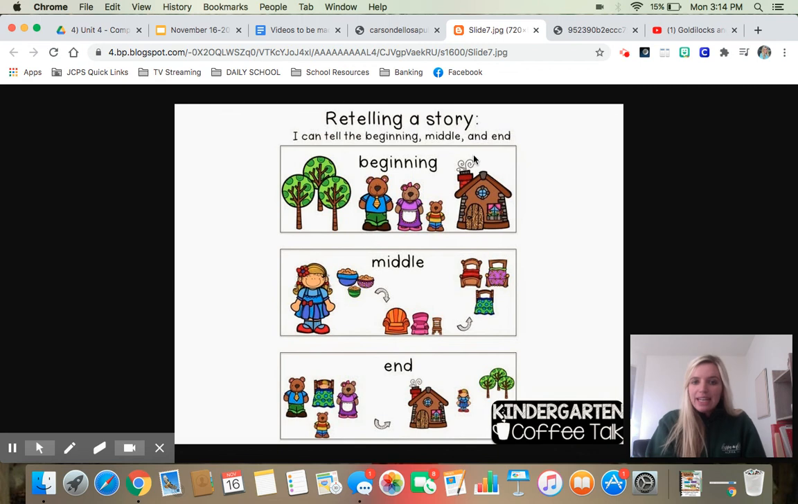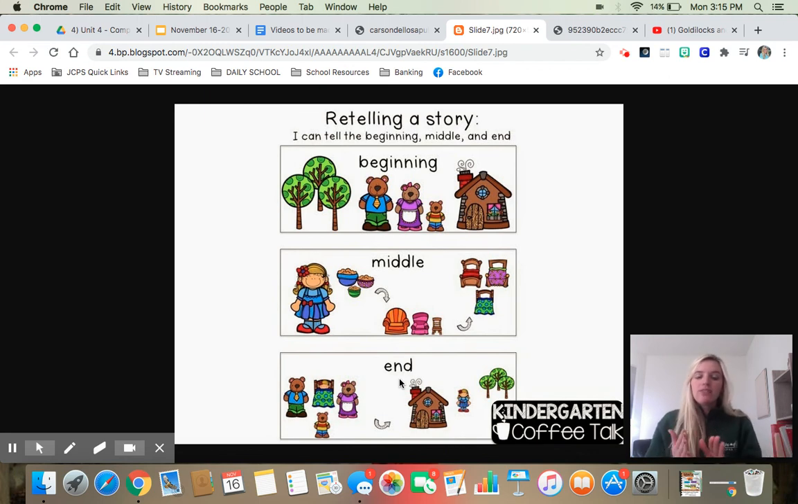So the beginning of a story is how the story starts. It tells us the characters and the settings. The middle is what happens next. Then what happens? What is the character doing? Is a problem happening to the character? And then the end is how the story finishes. Do they live happily ever after? Does the problem get fixed?